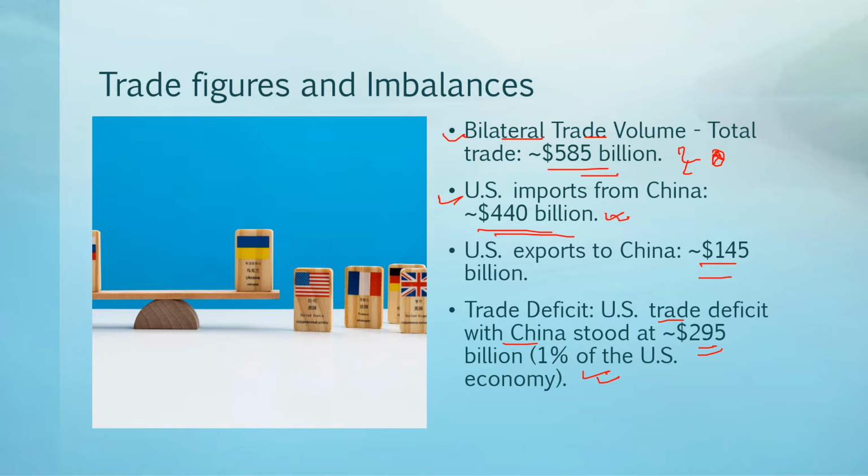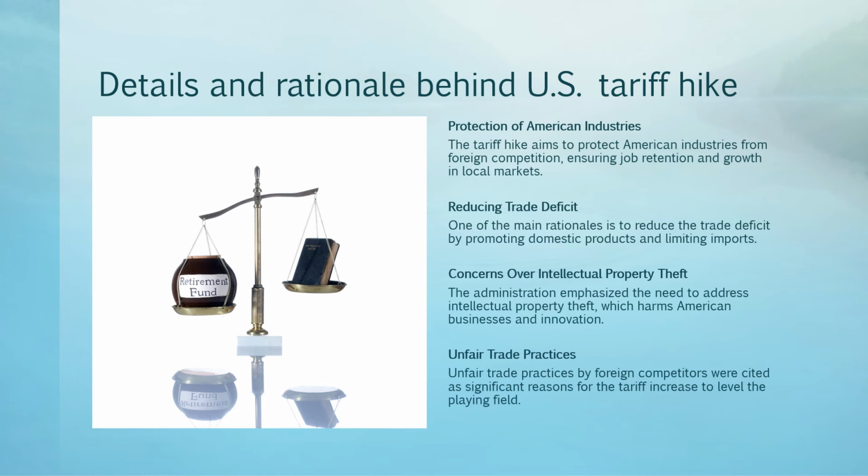Now obviously there must be details and rationale behind the US tariff hike. Obviously it's for protection of American industries, since China was basically dumping a lot of goods and services in America, right? And because of that, the local industries, local service sectors, or local markets got disrupted, and there was job loss.